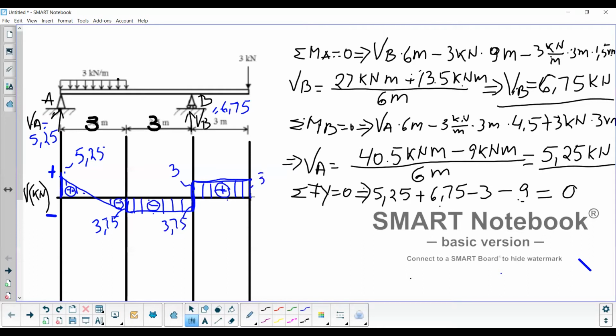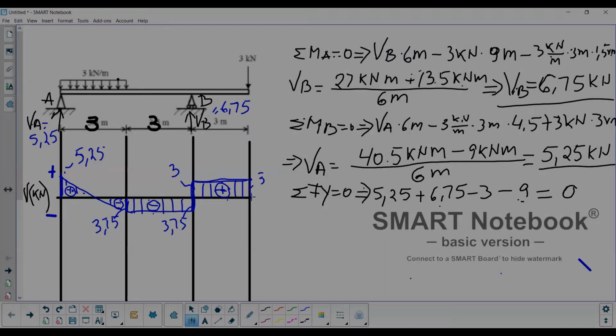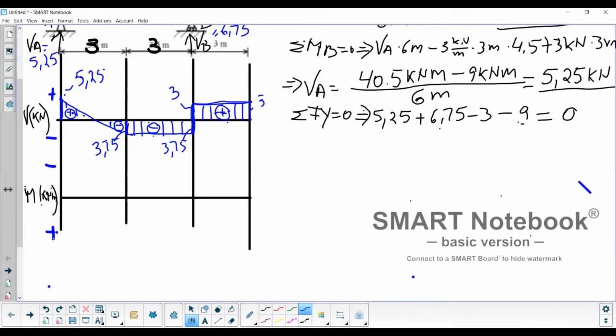Now let's go ahead and draw the moment diagram. Now in order for me to draw the moment diagram, I need to calculate the areas of the shear diagram. So in this first triangle here, we don't know this distance in order to calculate the area. So we will have to calculate this distance.